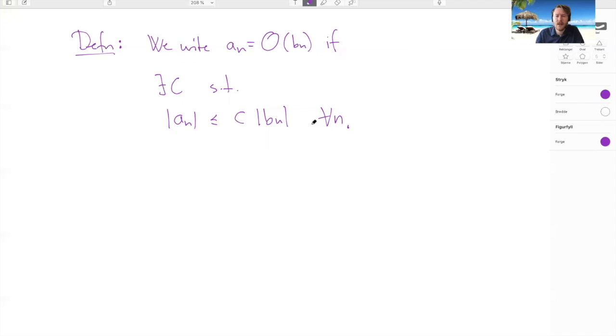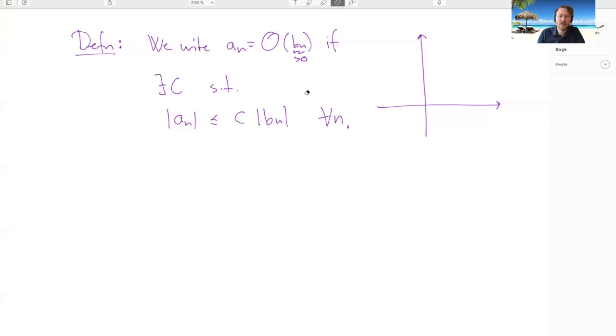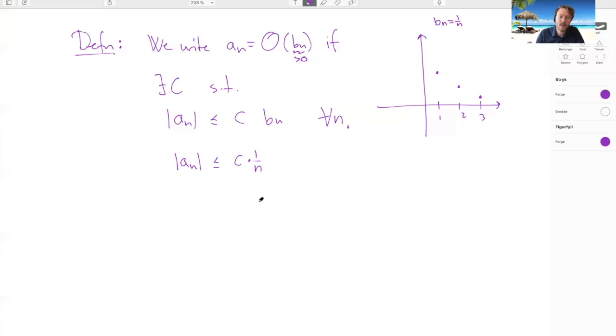In any case, how does this look? Well, usually we think of b_n as being positive. By the definition, they don't have to be, but if the b_n's are positive, we can take away the absolute value. And if we want to take an example, we could put the b_n's equal to 1 over n. So then we would have 1, 2, 3, etc., and then the values 1, a half, a third. So this inequality would say that the a_n's are less than a constant times 1 over n.